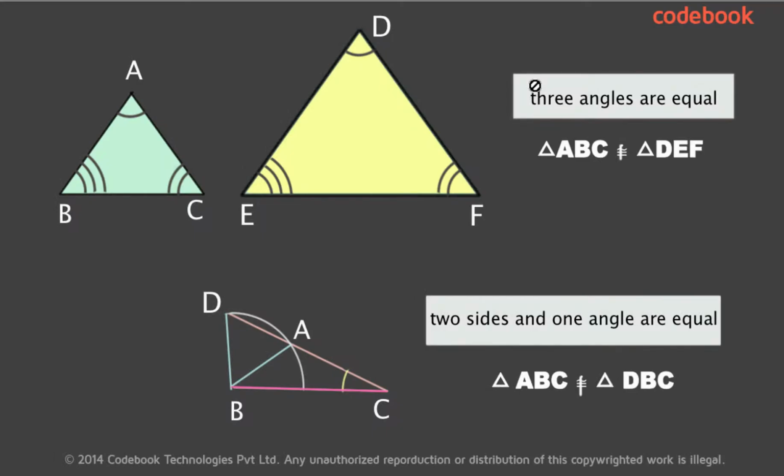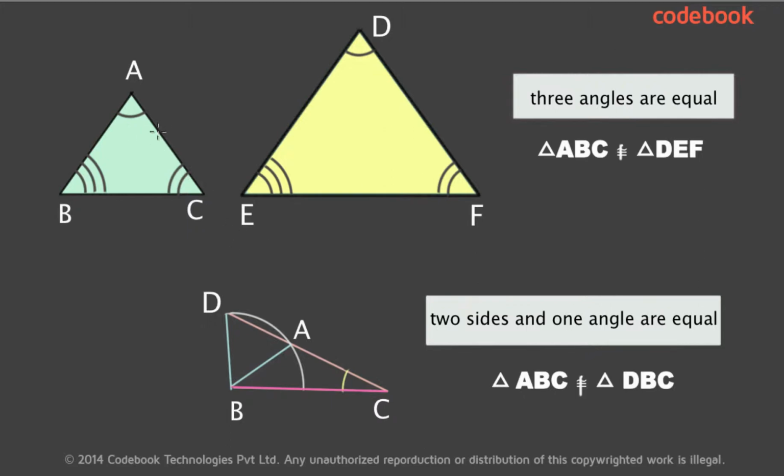In the previous lesson, we have seen that if three sides of two triangles are equal, then those two triangles are congruent. Now let's look at a case where we know that the three angles of the two triangles are equal. Will that be enough information for us to determine if those two triangles are congruent?